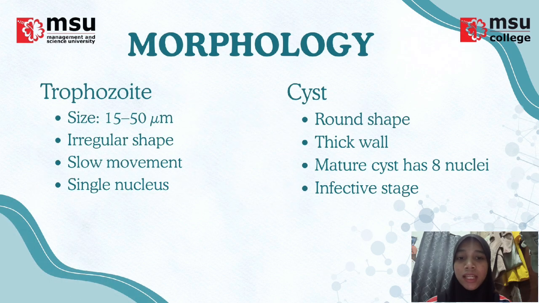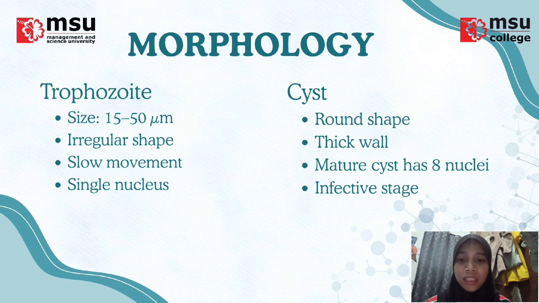Understanding morphology is essential for laboratory identification. Let's break down the two life stages. The trophozoite. This is the active feeding stage. It measures roughly 15 to 50 micrometers in size and has an irregular, ever-changing shape. If you observe it live, you will notice its movement is quite sluggish and slow. It contains just a single nucleus.